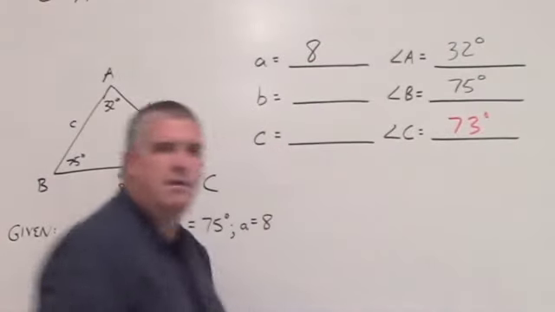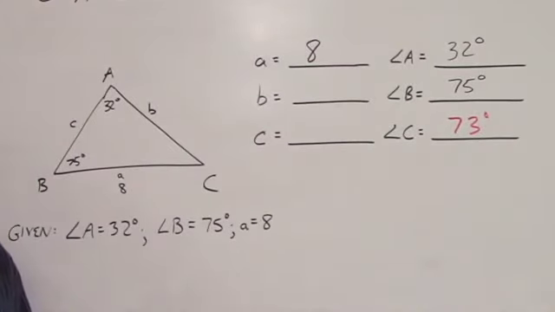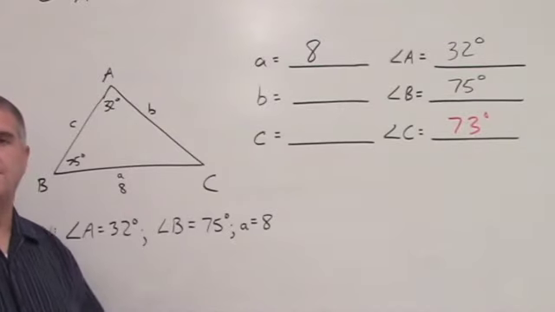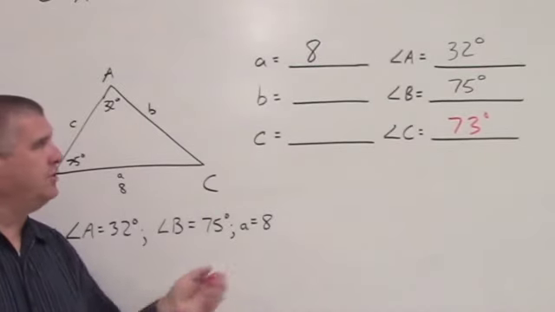Very clearly, this is not a right triangle. Notice that 73 degrees is an exact value. So if we want to use 73 degrees as an exact measurement, we can do that later on.